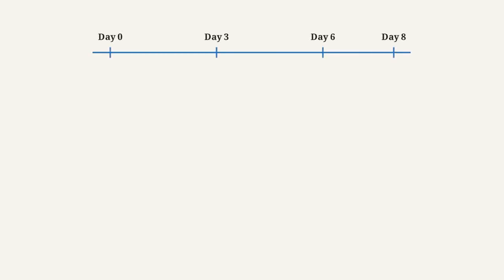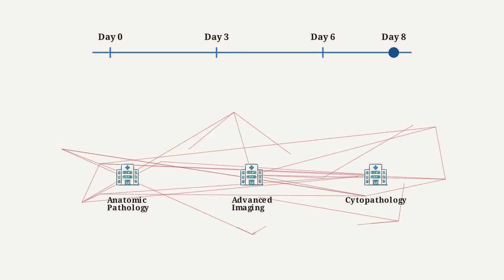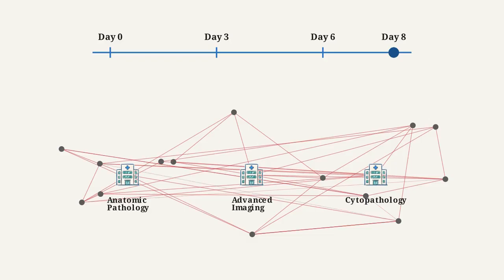This diagram tracks the timeline. You see a swift progression from day 0 symptom presentation to day 8 staging completion across an anatomic pathology lab, an imaging center, and a cytopathology unit. The handoffs between the gastroenterologist, radiologist, and oncologist happen exactly as they should. Yet beneath this clinical success, the underlying information architecture is in a state of total collapse.